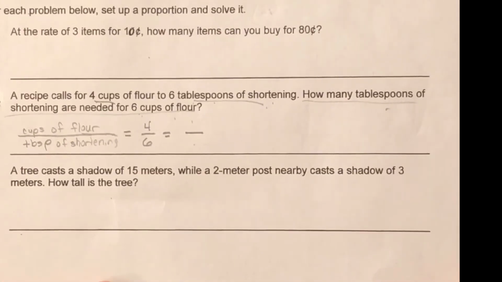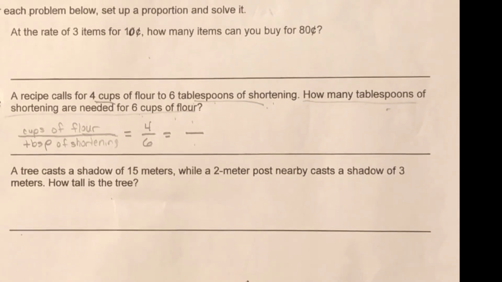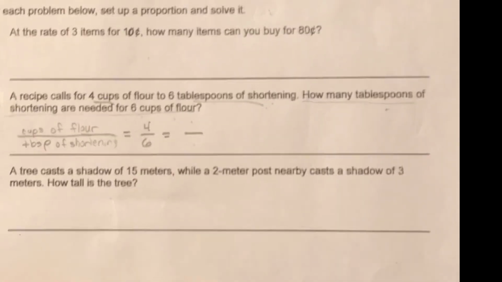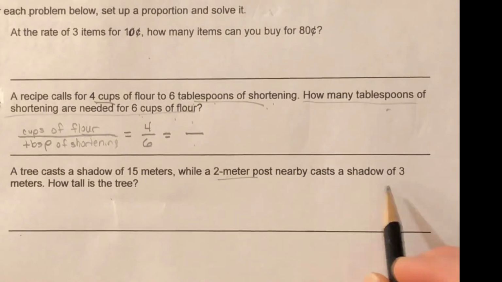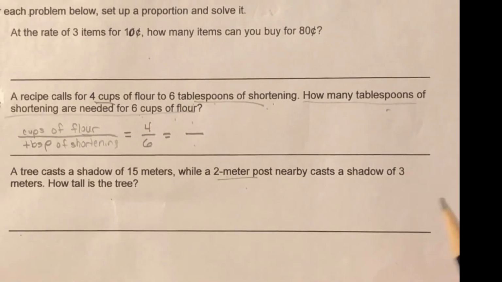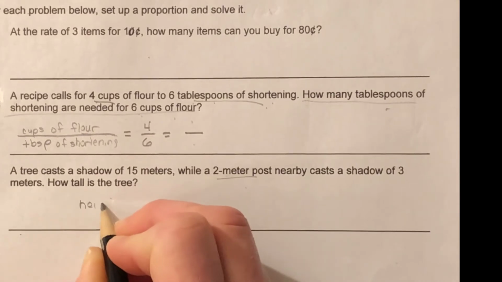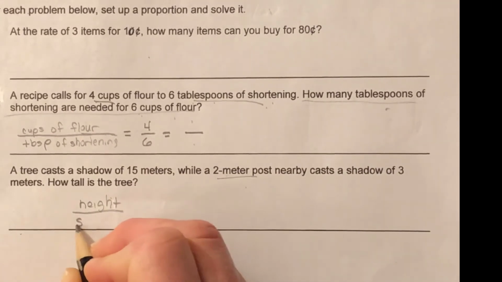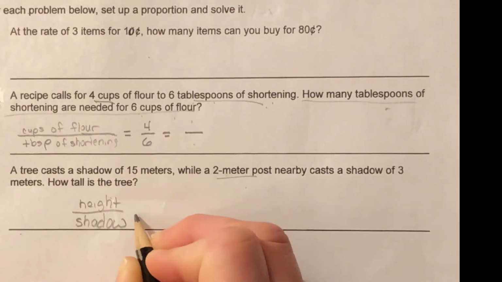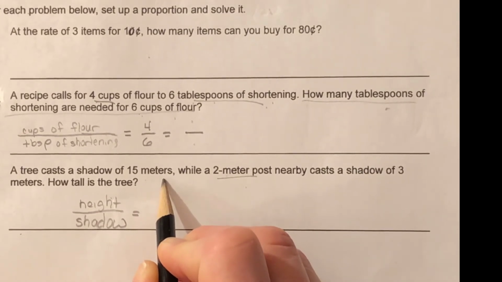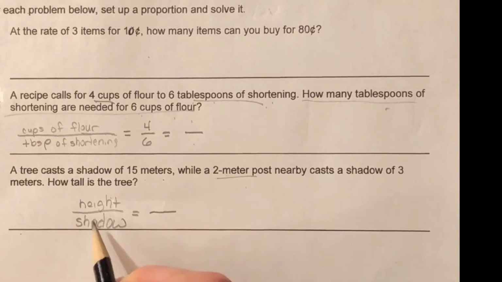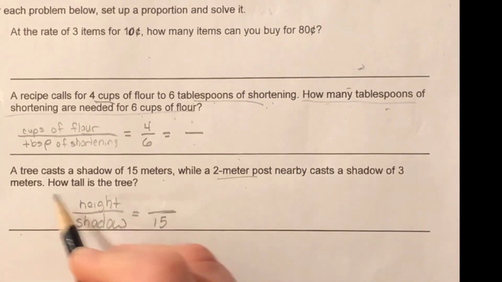Number 7, a tree casts a shadow of 15 meters, while a 2-meter post nearby casts a shadow of 3 meters. How tall is the tree? Okay, so what are the two things that we are comparing? A post is 2 meters, so the height compared to the shadow. Right, so we have height, shadow. A tree casts a shadow of 15 meters. A tree. I know the shadow is 15 meters. It doesn't say how tall. Oh, how tall is the tree?